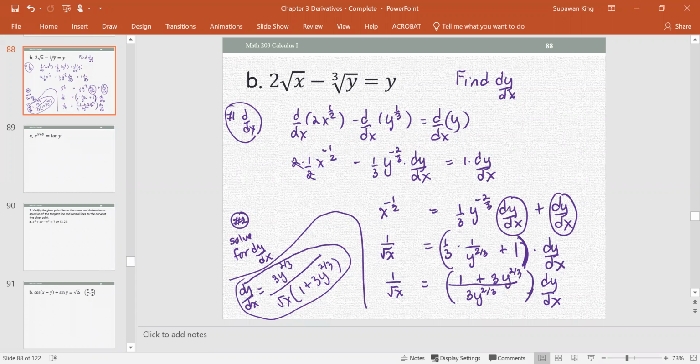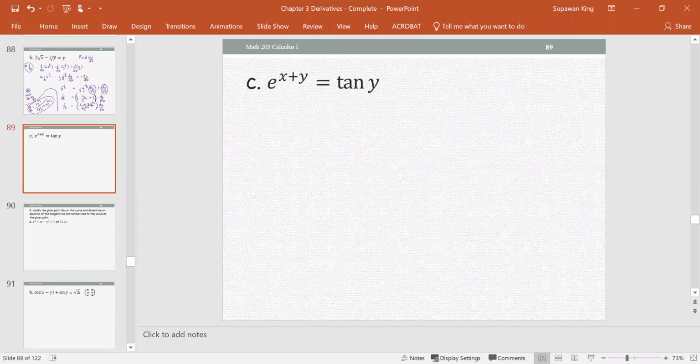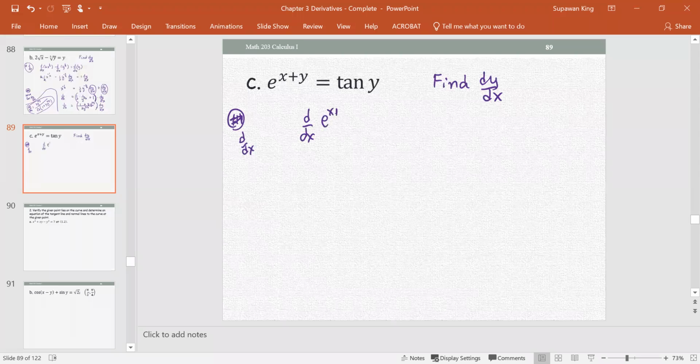Next example. We have e to the power x plus y equals the tangent of y. Our goal is to find dy by dx. To find dy by dx, we apply the derivative to both sides of the equation. So d by dx of e to the x plus y equals d by dx of the tangent of y.